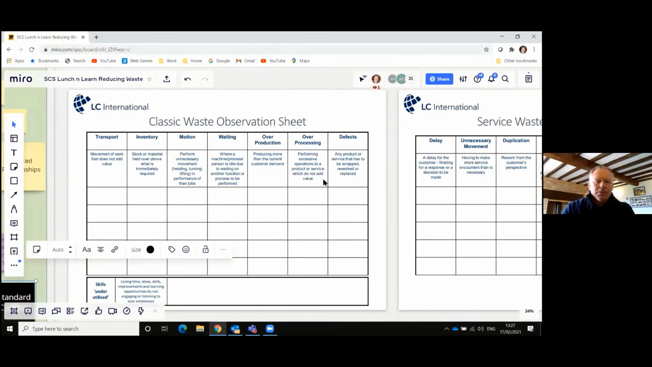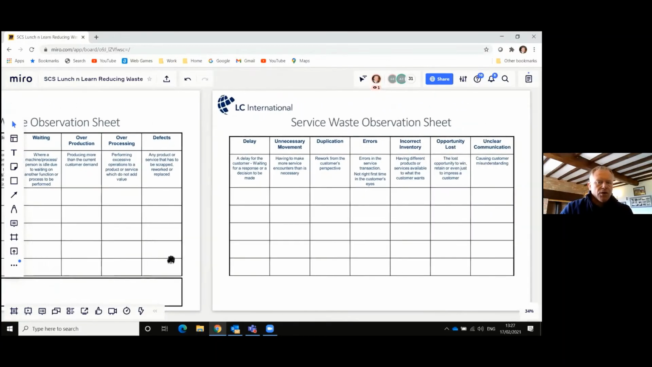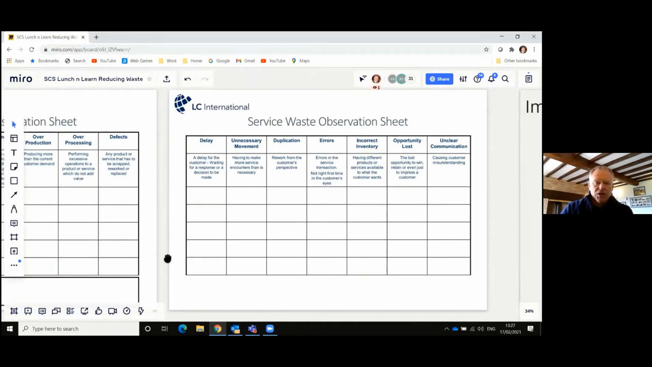So I've got some examples here based around the classic waste observations, but some of you may not be working within the construction site itself. You may be part of the supporting functions that enable that construction to take place. And with that in mind, we've developed here what we call a service waste observation sheet. And it looks at it in very much the same way as the traditional Tim Woods acronym.